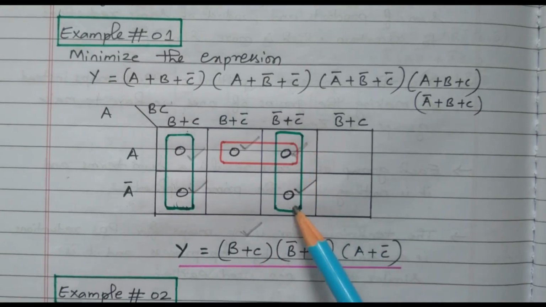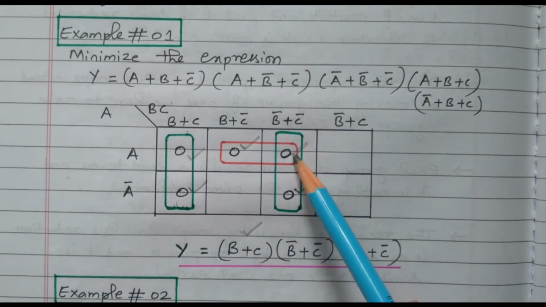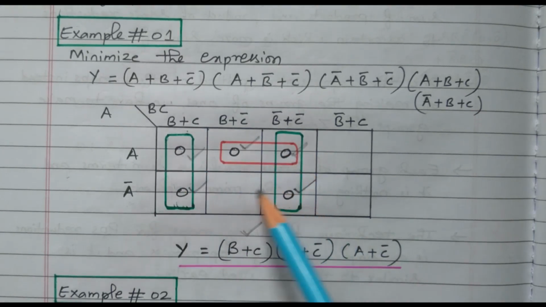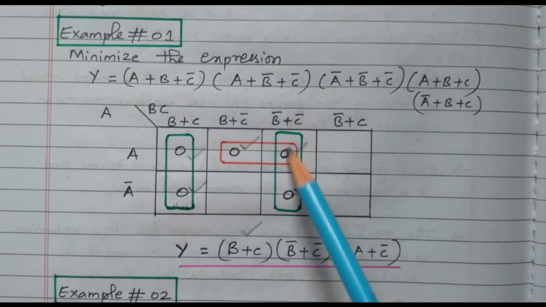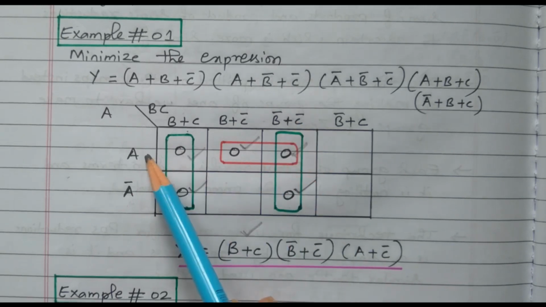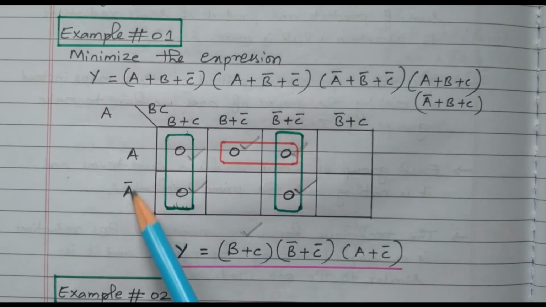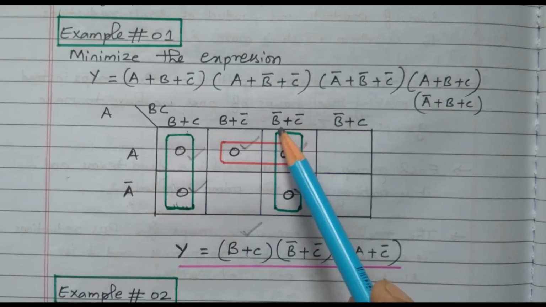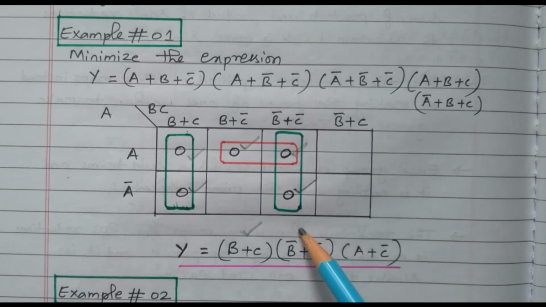Now take the second group, right? Again we need to verify the first row and second row and third column. It is available in the third column. So the first row and second row, again A bar got cancelled. Only we have the third column, B bar plus C bar. This is the second term, right?